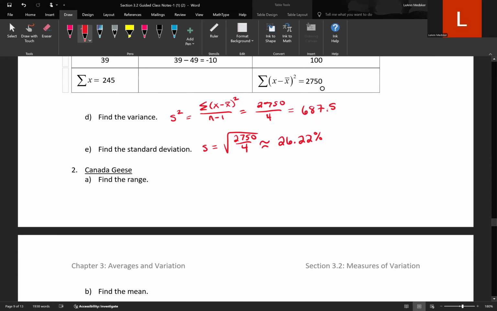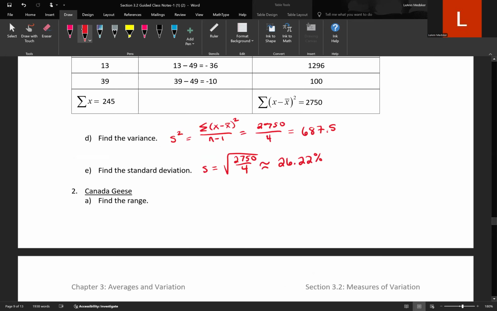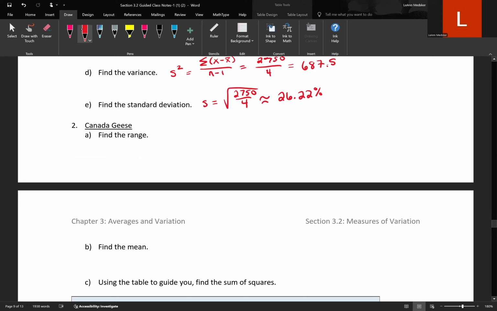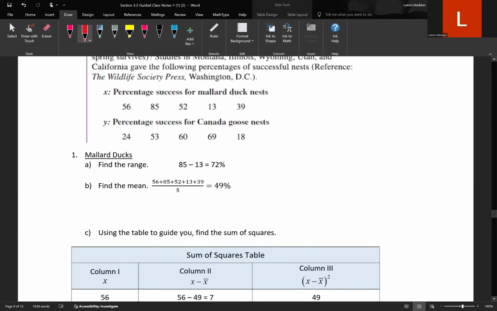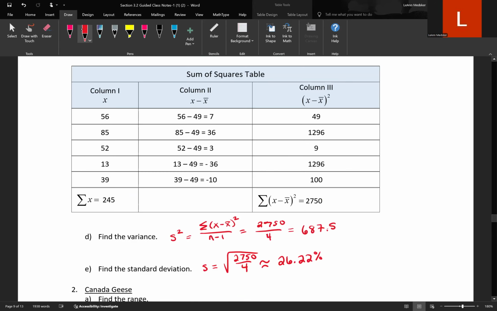So the range of the geese, we have to go back up and look at our data. The highest was 69 and the lowest was 18. So my range is going to be 69 minus 18, which is 51%. So a little less spread out. The ducks were a lot more spread out. It was 72% on the lowest to highest part, that range.